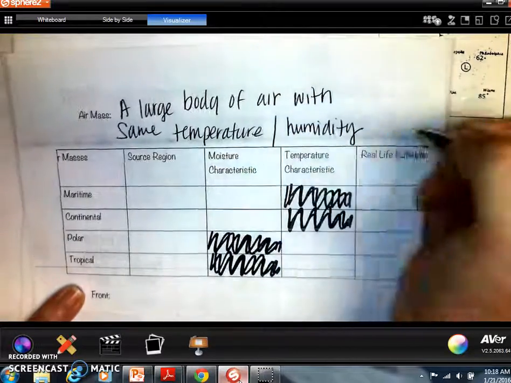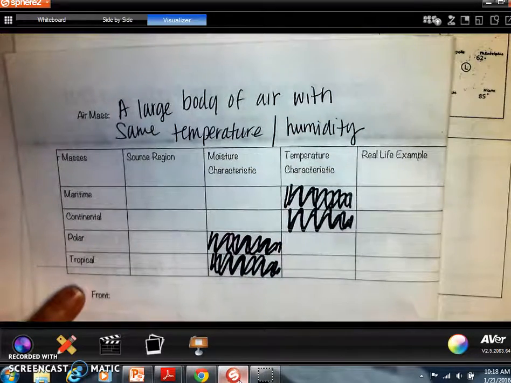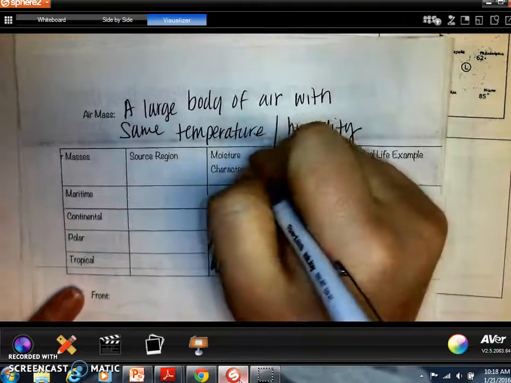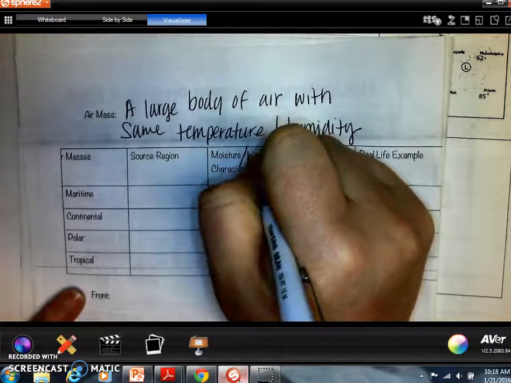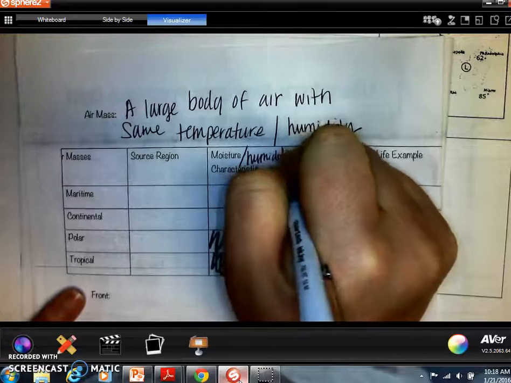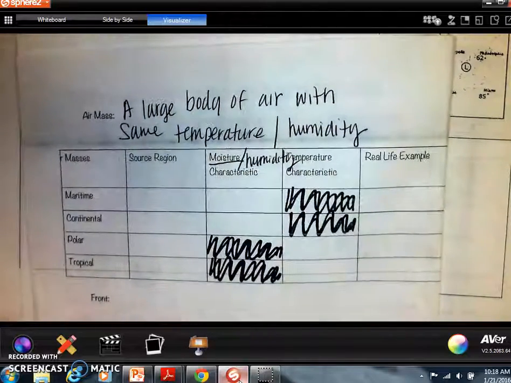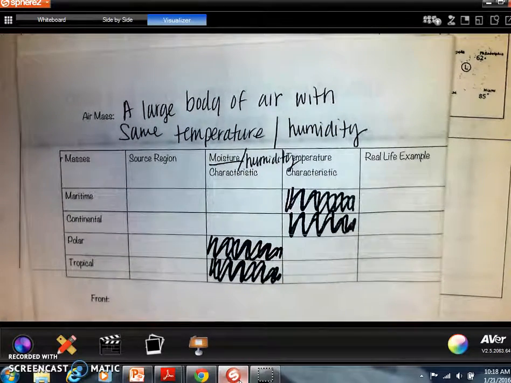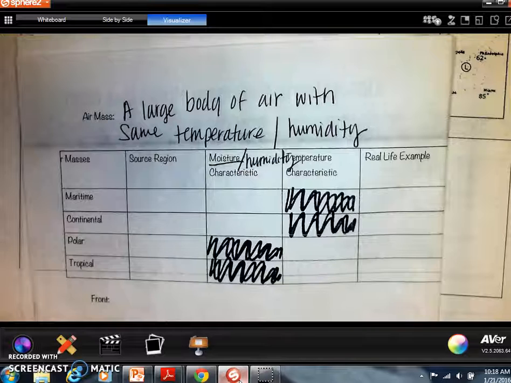You know humidity. When you've done your hair all morning long and it's fabulous and you walk outside and it's a fuzzball, that's because of humidity. So humidity or moisture would be the same. Let's add that there next to moisture, please. That way we can match those 2 words up. So an air mass, one more time, a large body of air with the same temperature or humidity.